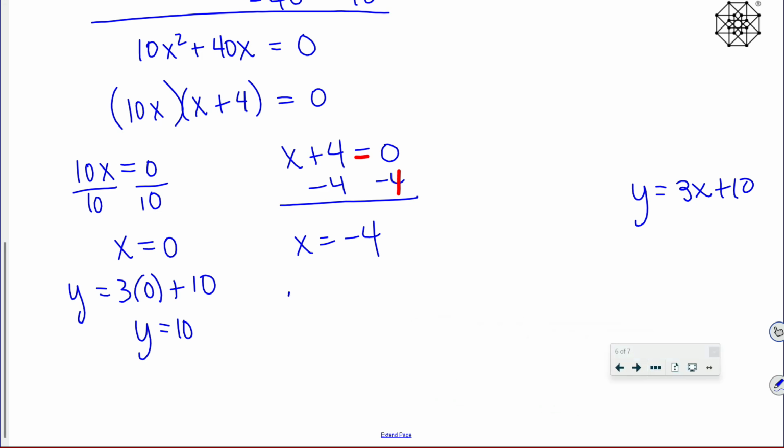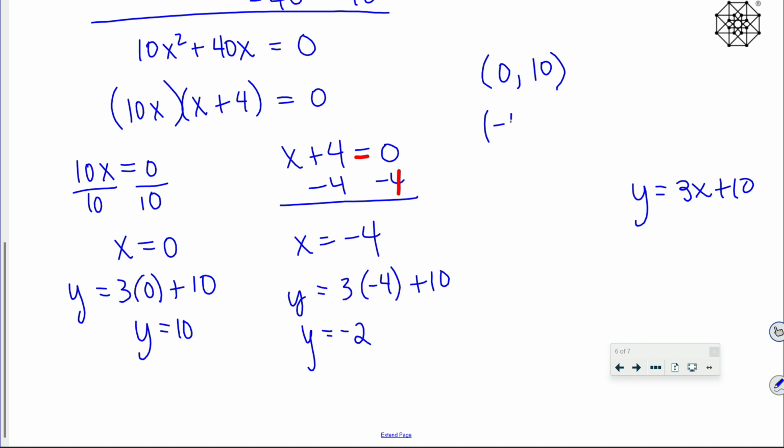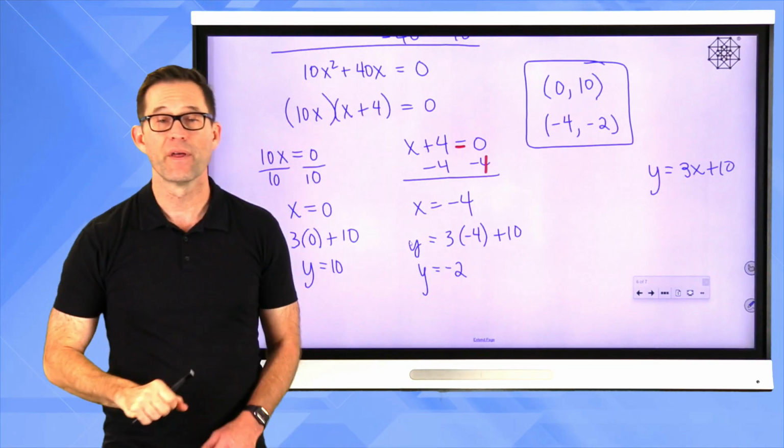And over here, we'll have y is equal to 3 times negative 4 plus 10. That's negative 12 plus 10, which is negative 2. And so my two intersection points, I'll put them right here, are 0, 10 and negative 4, negative 2. There they are.